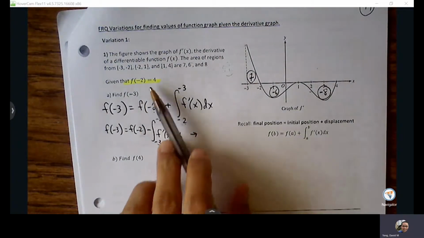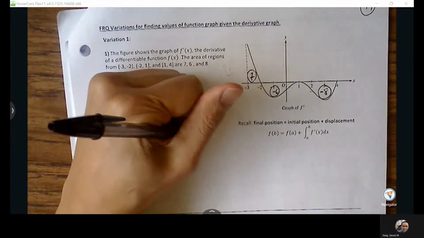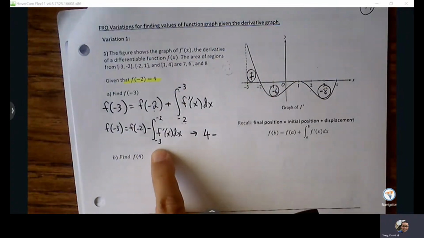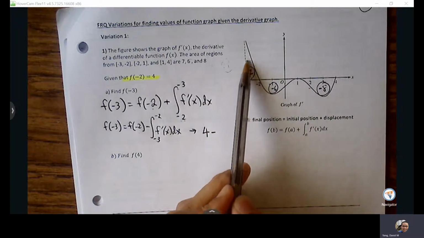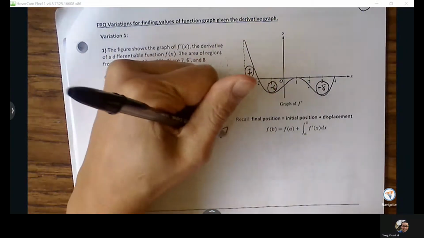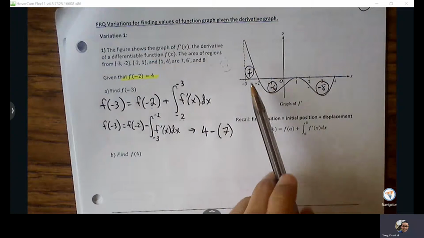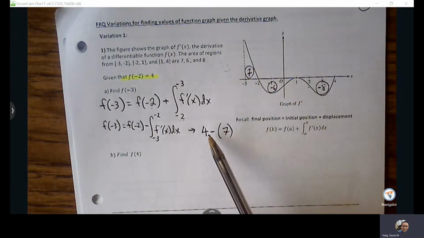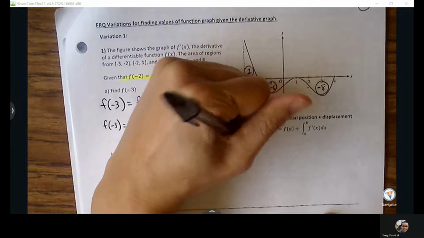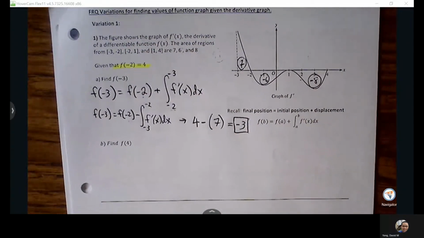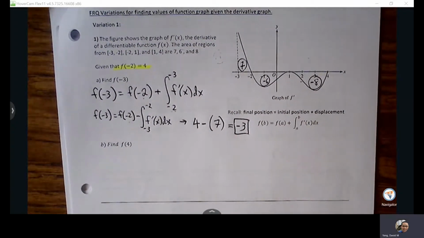Okay, f of negative 2 is 4 minus. And now the definite integral from negative 3 to negative 2 is this region 7. But I'm just going to read it with what's given to me, and then I already adjusted for that sign change. So 4 minus 7. Okay, see if you can apply that same process to find f of 4.